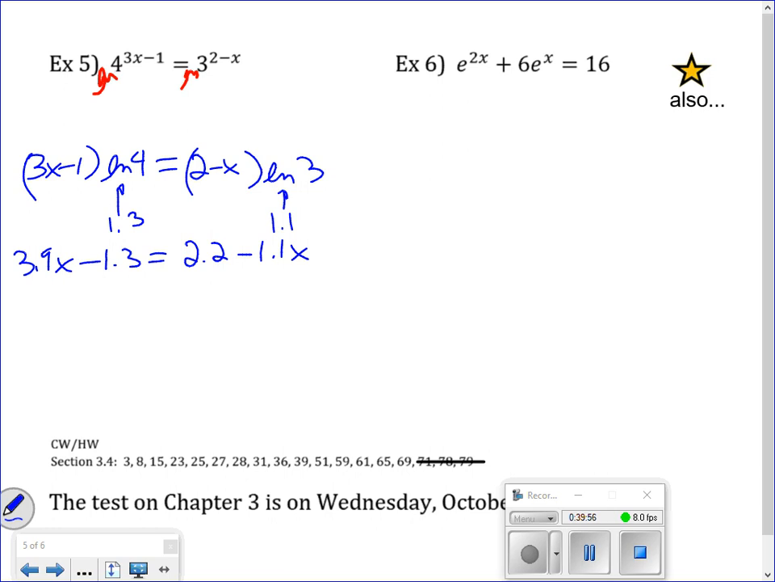All right, so I'm going to add 1.1x to this guy, so that gives me 5x. On the other side, that gets me 3.5. Yeah, add this. All right, so it's not very perfect, remember, because we knocked off a lot of decimals, but 3.5 divided by 5 would be my answer. What's that? 0.7?